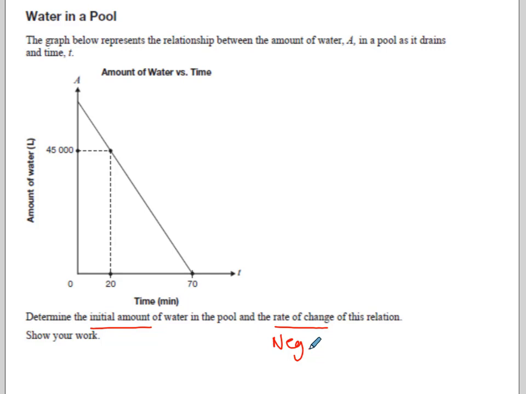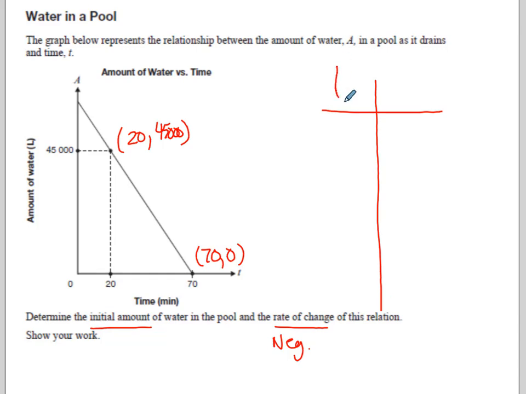I'm going to write the location of a couple points on here. This is 70, 0. This is 20, 45,000. And then I would do like I always do. I set up a table of values. This is time. This is amount of water. I get that information onto a table because I find that very easy to help organize how I'm thinking.